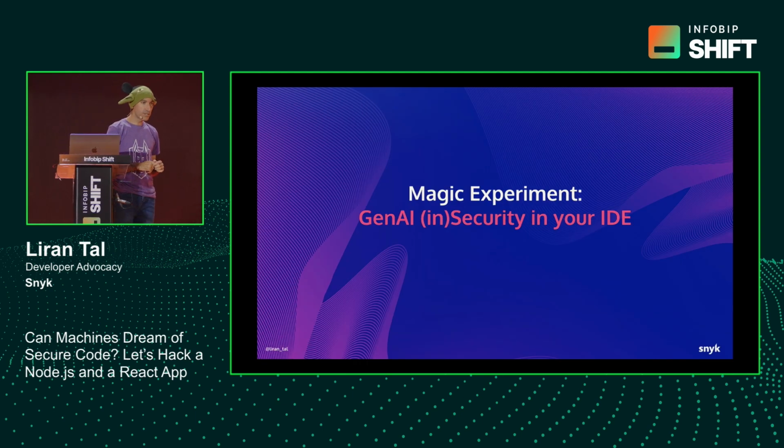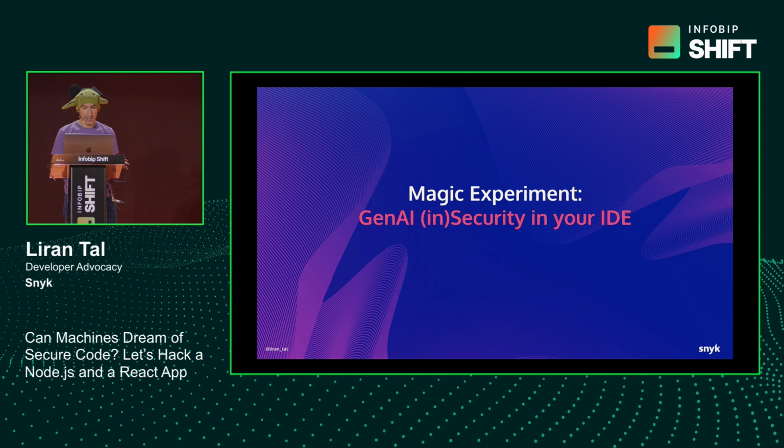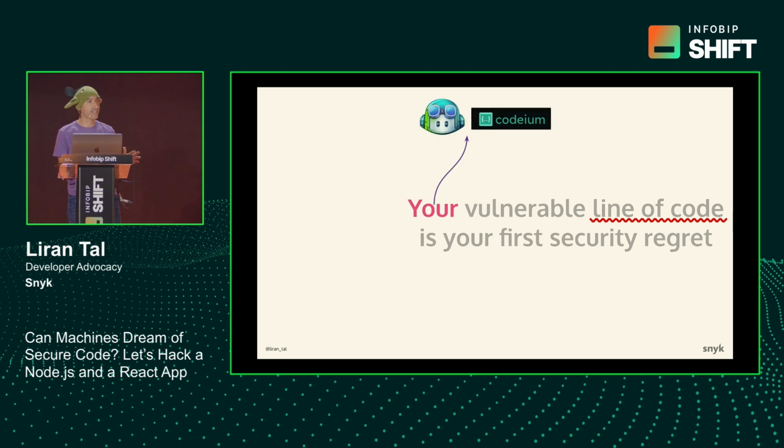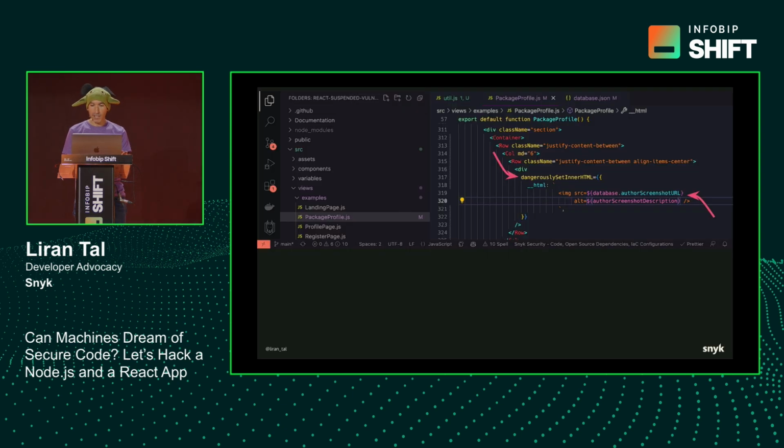So I want to take you on another interesting tour here, which is doing some more experimentation on the IDE itself and seeing how AI coding assistants sometimes get things wrong. There's a specific context to be made here. We talked about how your vulnerable line of code is your first security regret, and I think that makes sense. Now as we take that towards AI coding assistants, this experiment can be reproduced with a few of them. I've reproduced it with two already, but they all get it wrong in some way, and I want to show you what it is.